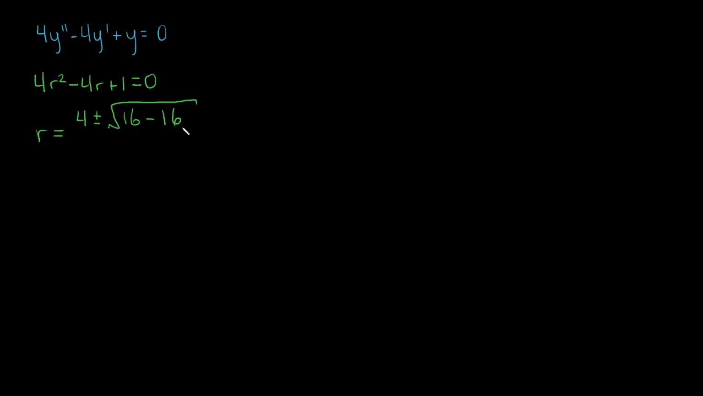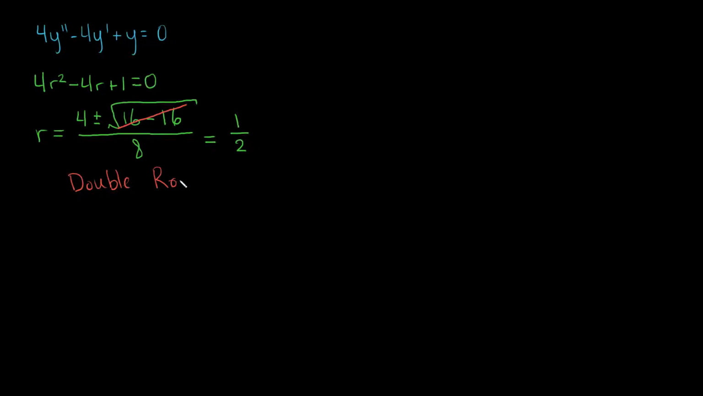Alright, so it looks like we're going to be having a double root in this case. And this is all divided by 2 times a. It's 2 times 4, it's 8. Alright, there we go. So if we simplify this out, we know this is 0, 16 minus 16. So finally, we get 4 divided by 8 is 1 divided by 2. This is r. So we're going to be doing the case where we have a double root.